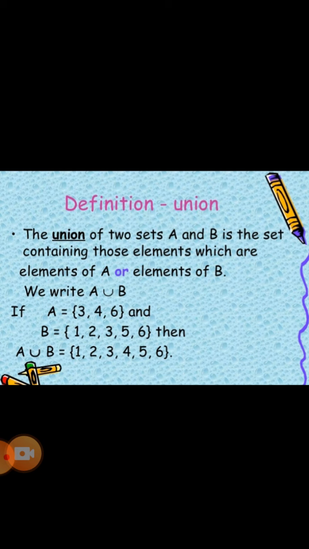Here we have an example of union. We have a set A, and in this set we have three numbers 3, 4, 6, and we have another set B. In set B we have five numbers 1, 2, 3, 5 and 6, and we write A union B. In this set we write all the elements of sets A and B. Now we get a third set. In union we include all elements without repetition.